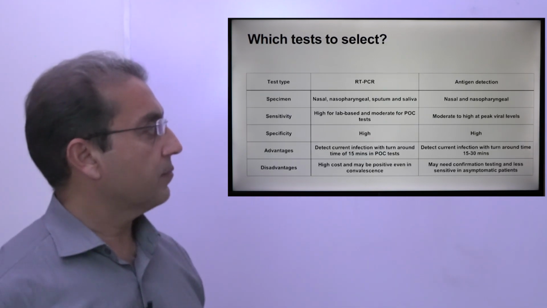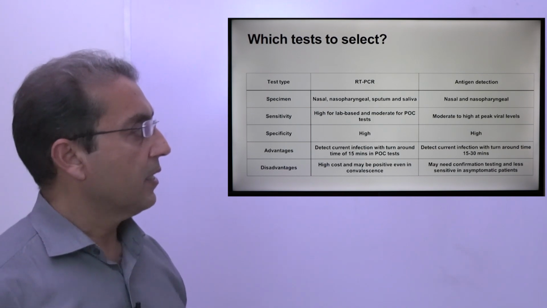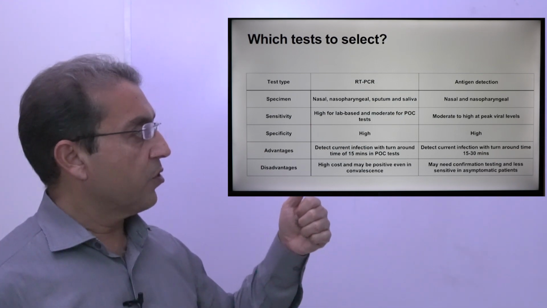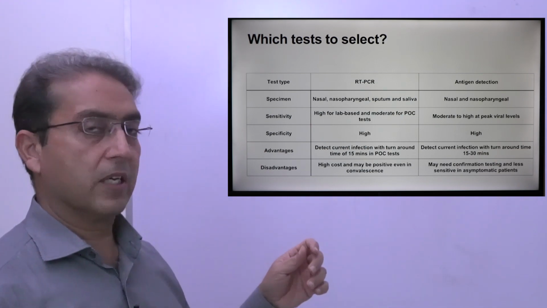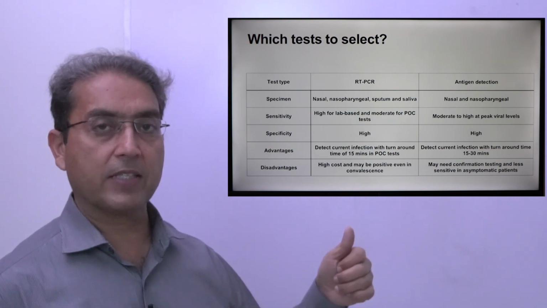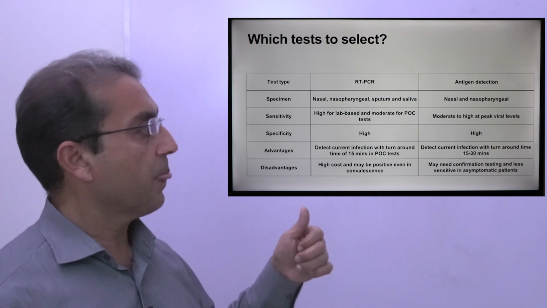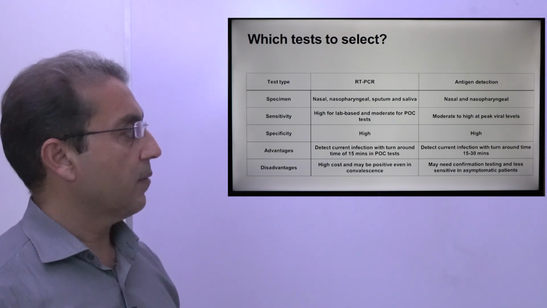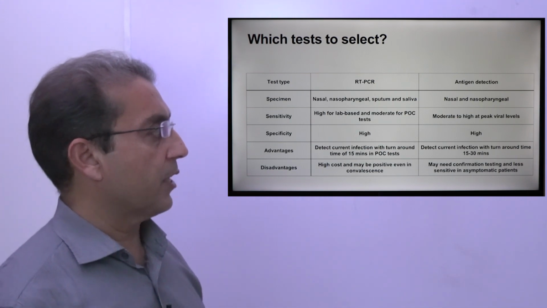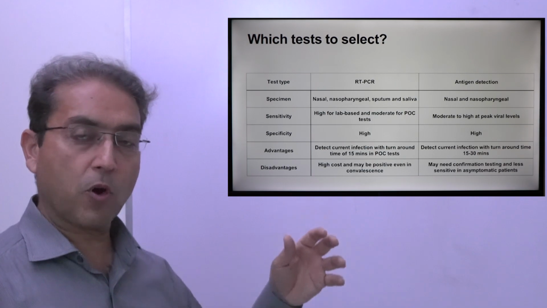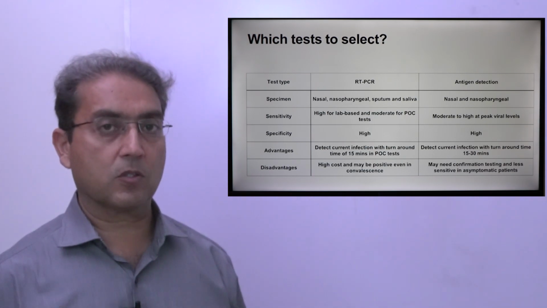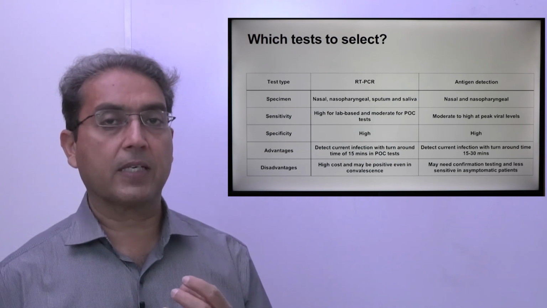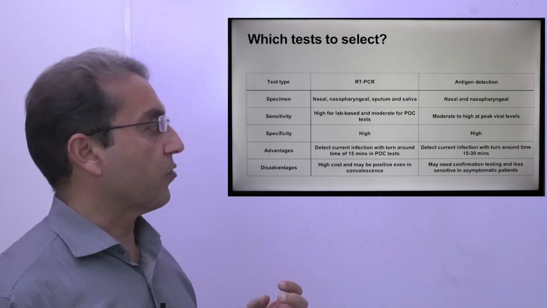Now, which test to select? Now we've got these two different tests, that is reverse transcriptase PCR and antigen detection. For reverse transcriptase PCR, we need nasal, nasopharyngeal, sputum or saliva as the samples. So the swabs can be taken and tested. For antigen detection, we use nasal and nasopharyngeal secretions. The sensitivity of reverse transcriptase PCR is high for lab-based and it's moderate for the point-of-care test. So the lab test has a high sensitivity as compared to point-of-care testing.